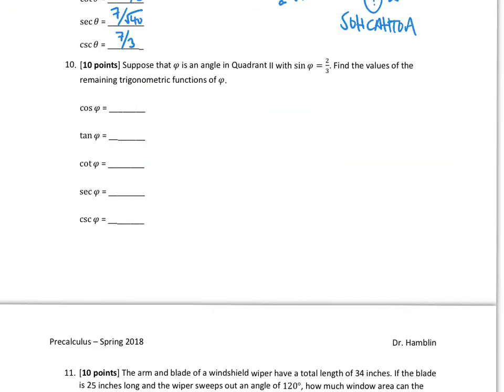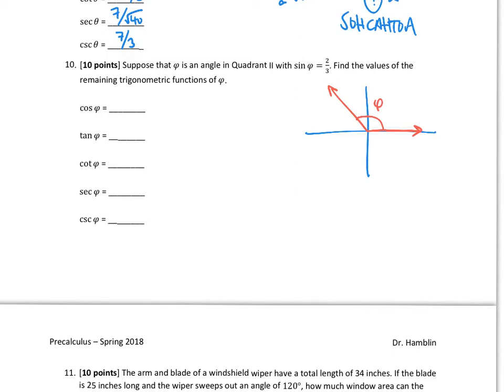Moving on to number 10. Suppose that phi is an angle in quadrant 2 with sine of phi equals 2/3. Find the values of the remaining trigonometric functions of phi. So we've got this angle in quadrant 2. So we don't know exactly how big it is. We'll just draw sort of a random angle in quadrant 2. So there's our angle phi. And what we know is that the sine of phi is 2/3.